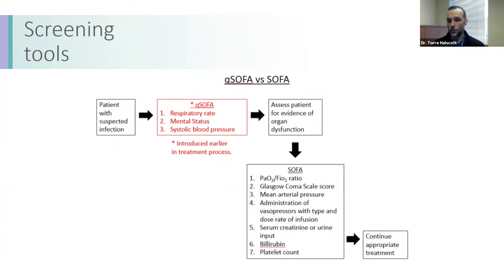But if a patient is confused and you don't have another good reason for it, or they're breathing quickly, and you don't have another good reason for it, worrying about this patient being sick, particularly from a COVID standpoint, is of significant importance. And the full SOFA score has some more parameters to it that can be a little bit more labor intensive. And it's not that it can't be done, but it's typically not done immediately at the bedside.